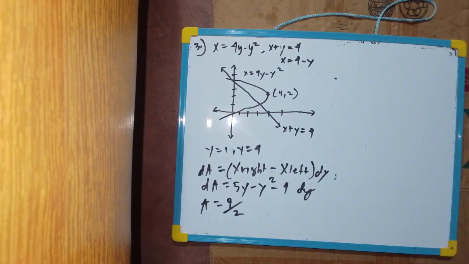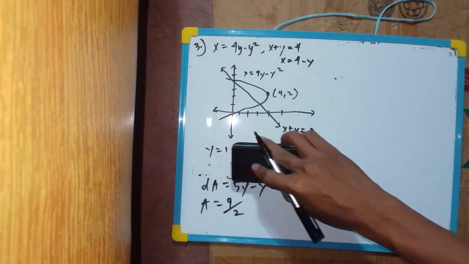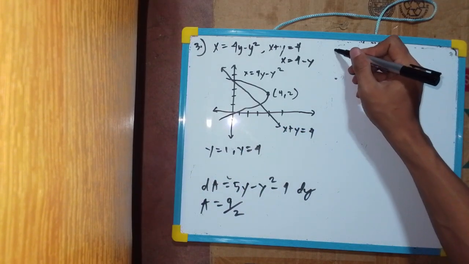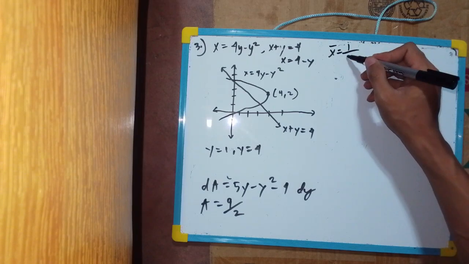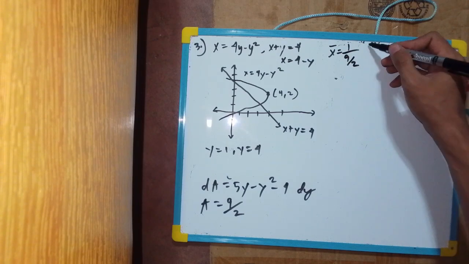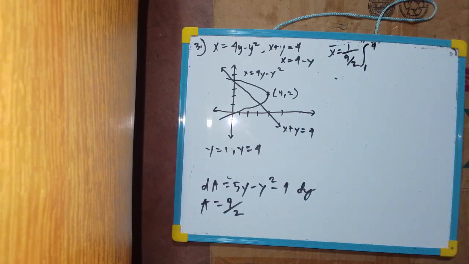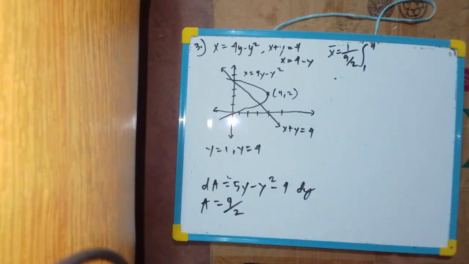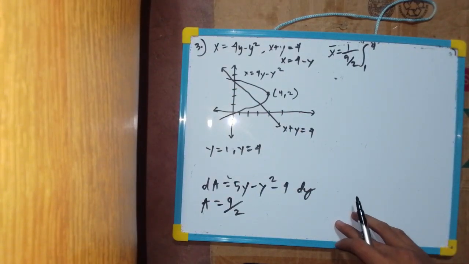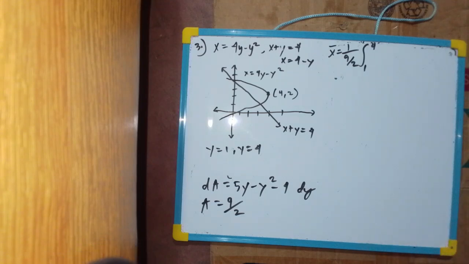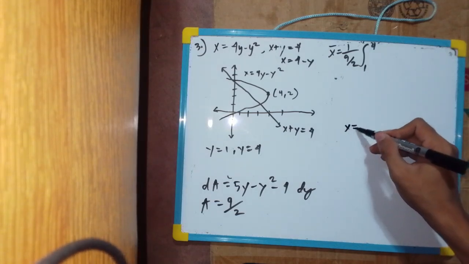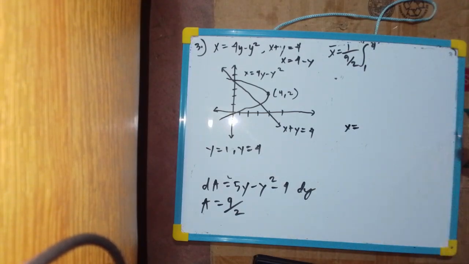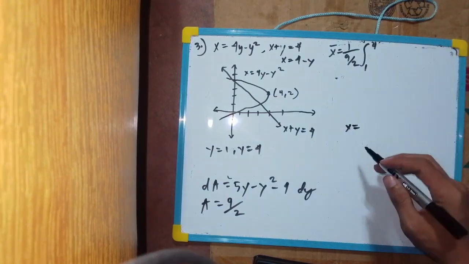So now, with these values, we can start solving for x mean and y mean. So let's first determine the x mean. So x mean is 1 over the area, so area is 9 over 2, integral of x. Since we have two x values, we are going to find the midpoint of that. We're going to add the two x values and divide by 2.